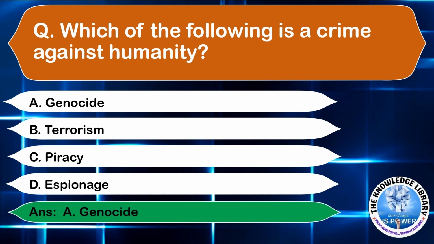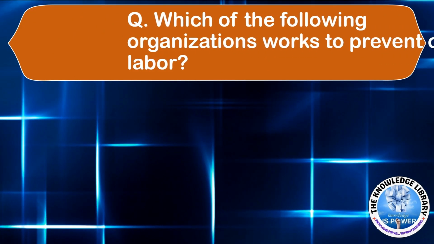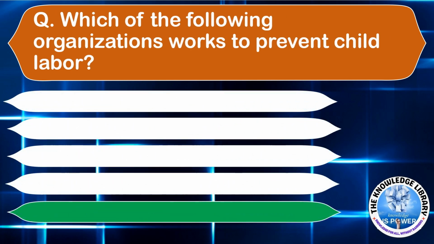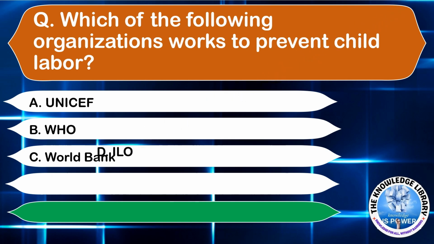Next question is, which of the following organizations works to prevent child labor? Option A, UNICEF. Option B, WHO. Option C, World Bank. Option D, ILO. Correct answer is option A, UNICEF.